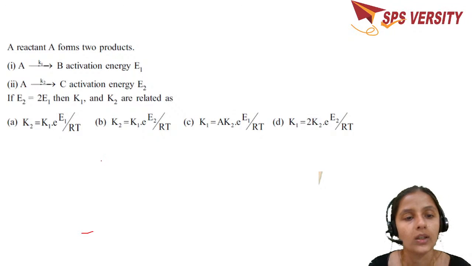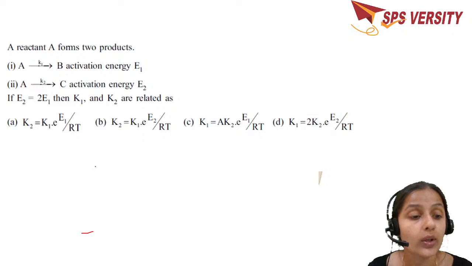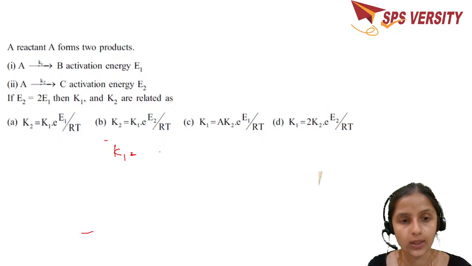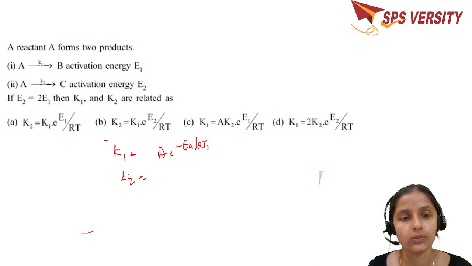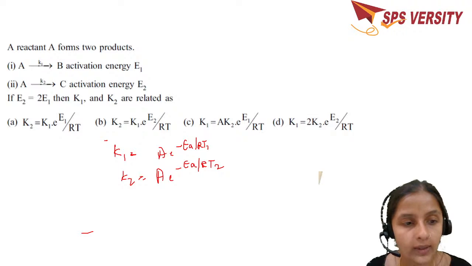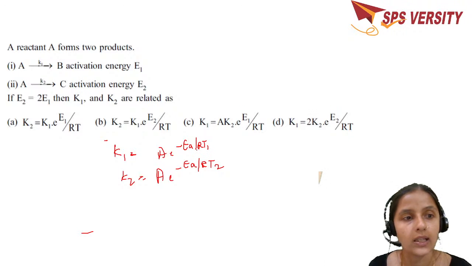So we know that E2 is equal to 2E1. So how are we going to do that? We have K1 is equal to A into e to the power minus EA by RT1. K2 is equal to A into e to the power minus EA by RT2. They have given E2 and E1 values, so I can always write E1 and E2.